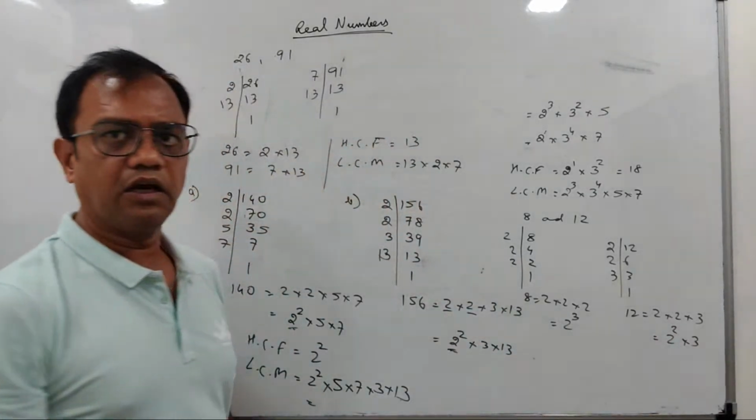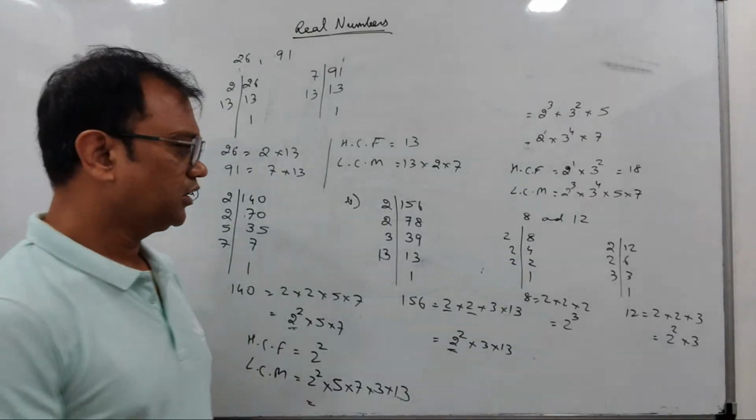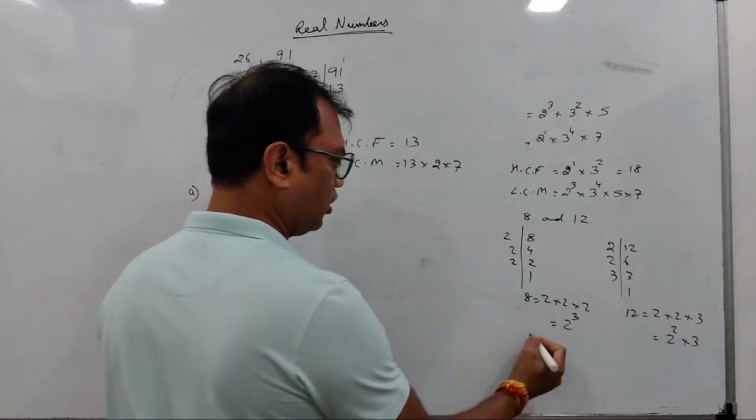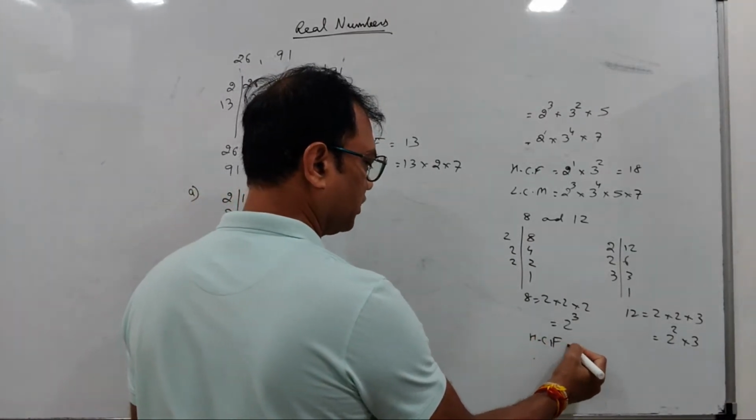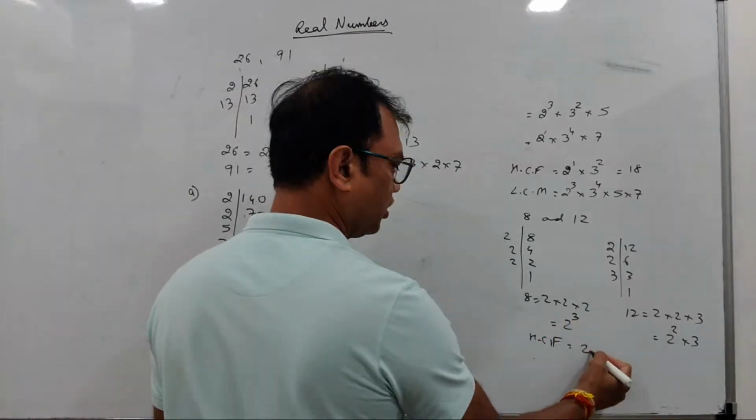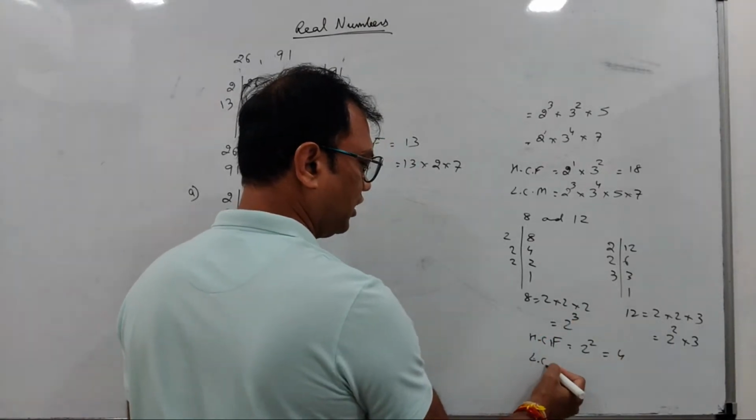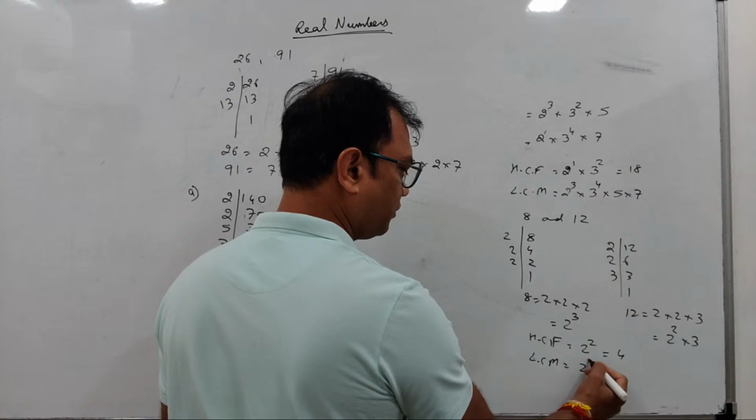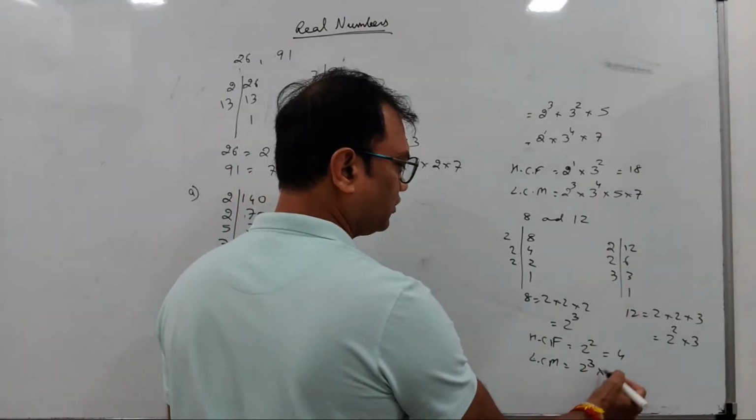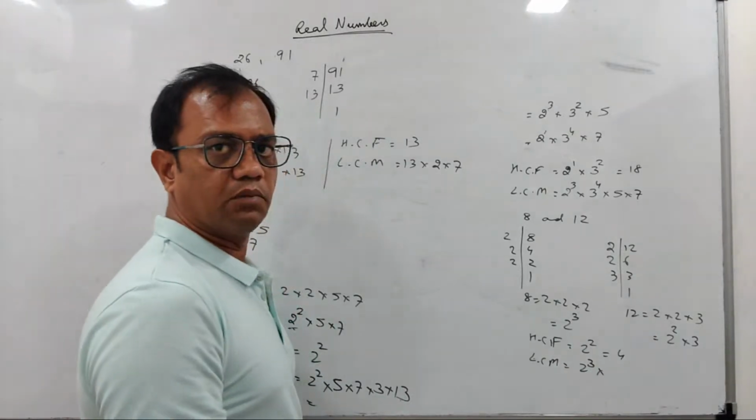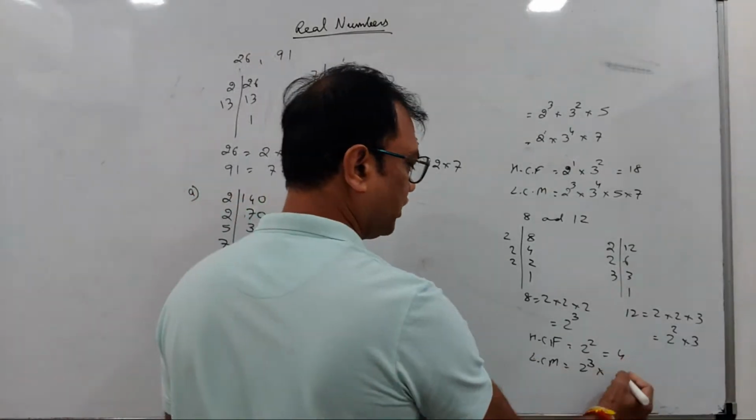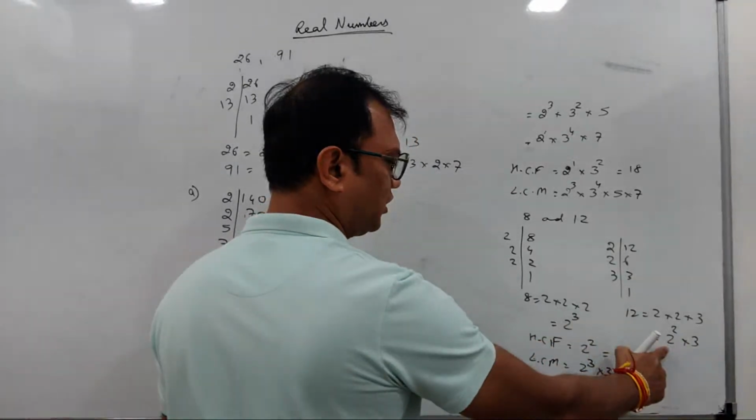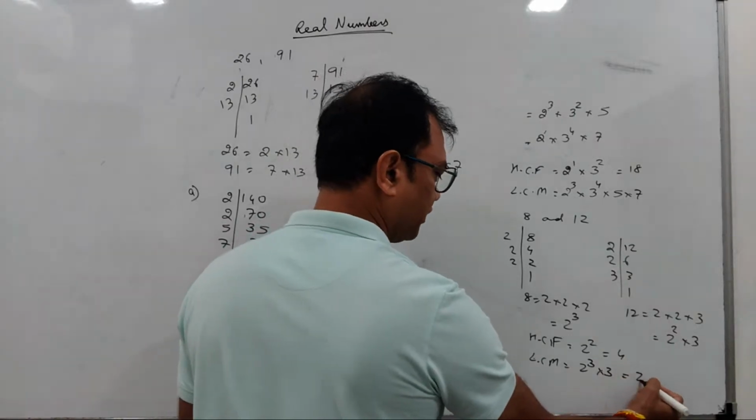Now, whatever is the smaller power of the common number will be the HCF. The smaller power of the common number is between 2 raised to 3 and 2 raised to 2, so the smaller power is 2 raised to 2, that is 4. LCM is the higher power, so between 2 raised to 3 and 2 raised to 2, the higher power is 2 raised to 3. And also write down the remaining numbers which are left behind, which are not common. The remaining number is 3. So first the higher power of the common number and then the remaining number: 8 times 3 is 24.